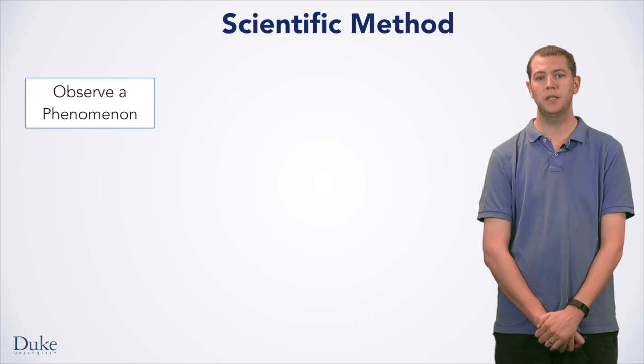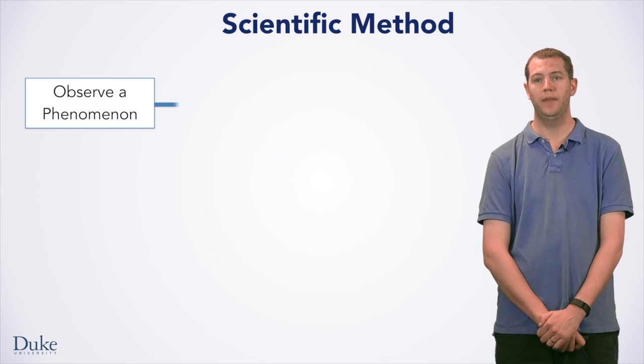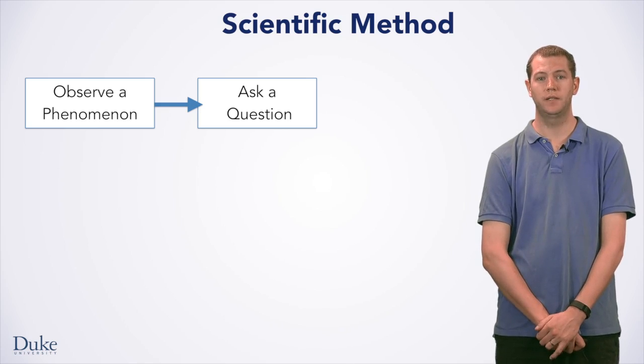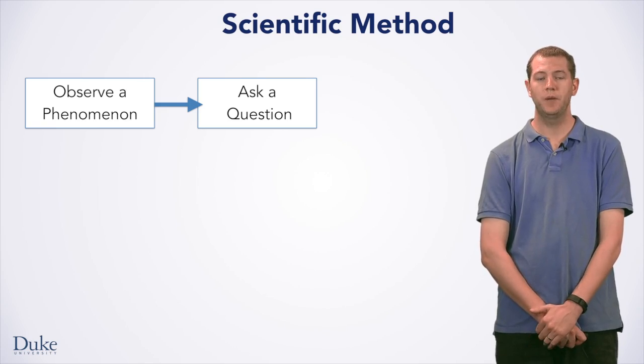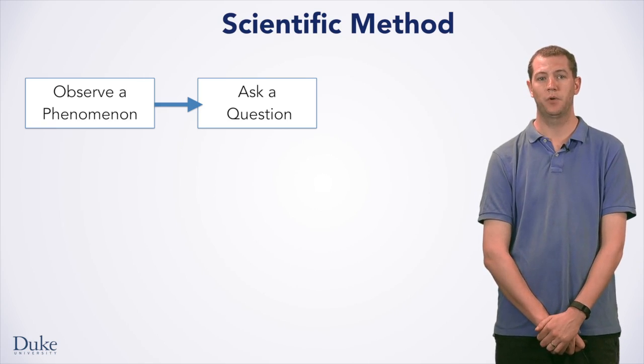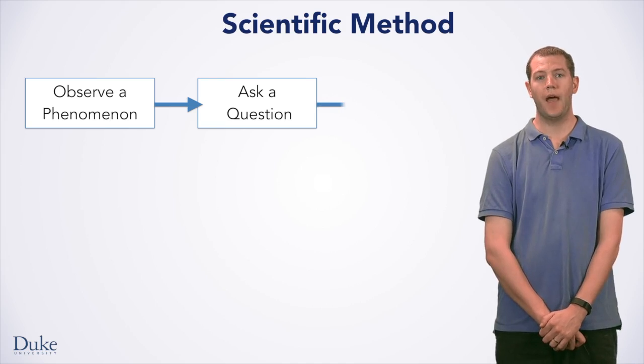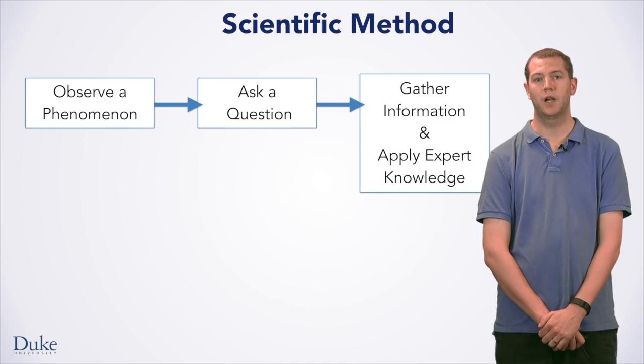The first step is that you observe a phenomenon. In the case of your program, this is generally that it crashes or exhibits some incorrect behavior when you test it. The next step in the scientific method is to ask a question. In other fields of science, this might be something like, why does an apple fall to the ground, or why do these birds have slightly different beaks? In programming, it's generally, why is my program broken, and how is my program broken so that I can fix it? The next step is to gather information and apply expert knowledge.